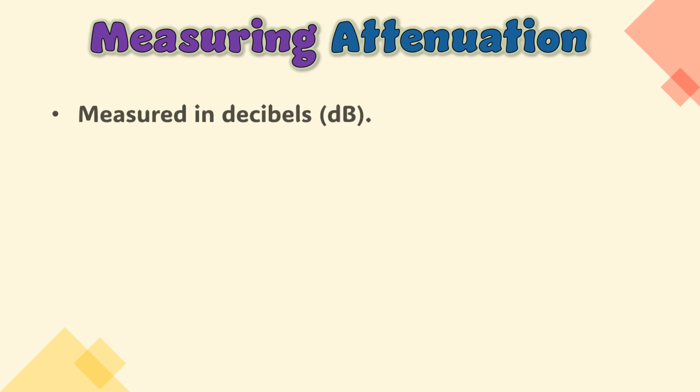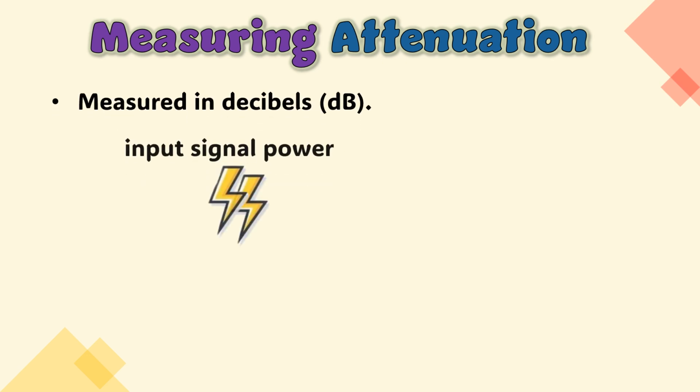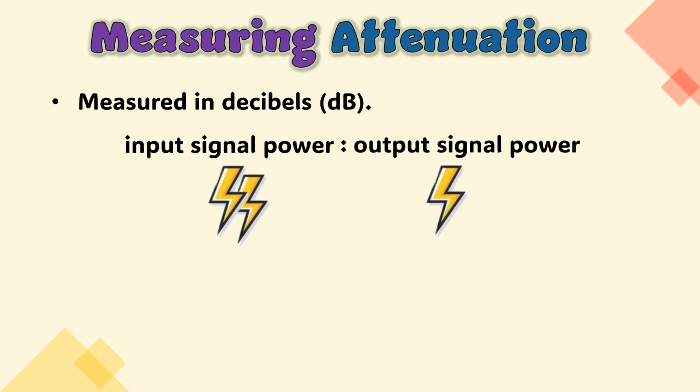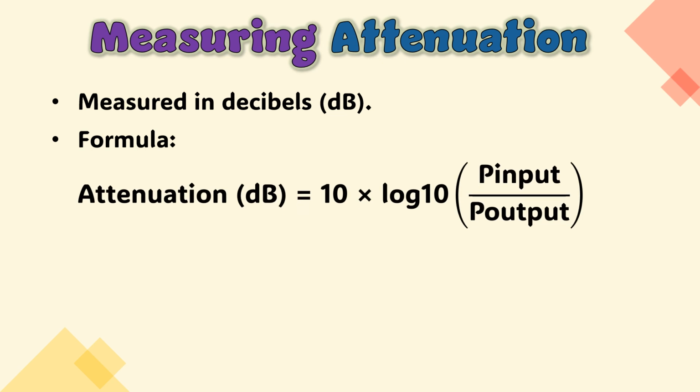Attenuation is measured in decibels, or dB, which represents the ratio of input signal power to output signal power. The formula for calculating attenuation is: attenuation in dB equals 10 times the logarithm of the input power divided by the output power.